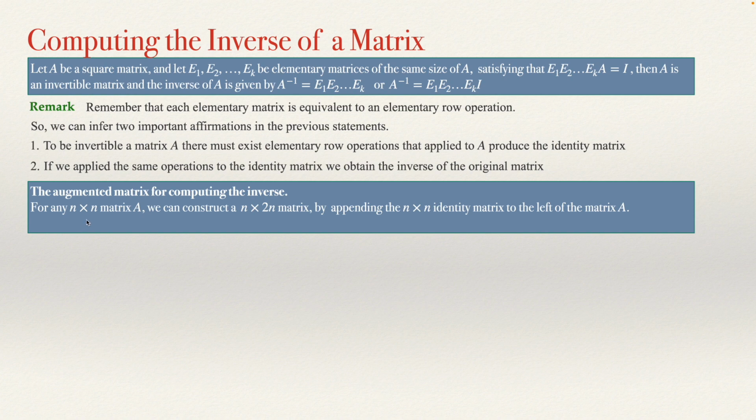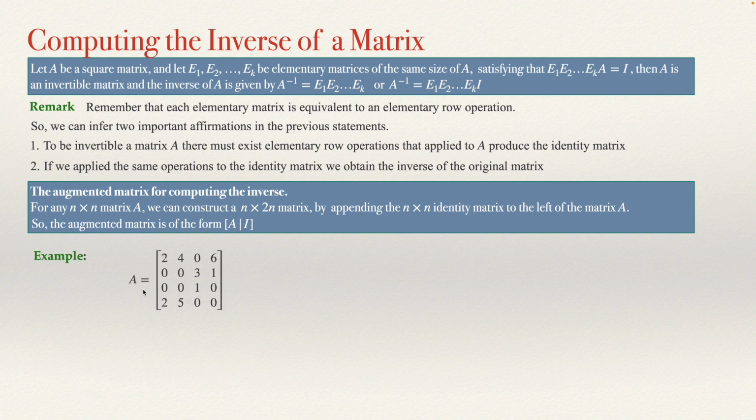For whatever n by n matrix, we can construct an n by 2n matrix, so a matrix that has double the number of columns, by appending the n by n identity matrix to the matrix A. I'm going to tell you why it is good to do that. The augmented matrix for computing the inverse will always be in this way. So we put the matrix A, and then we append the identity of the same size at the other side. And obviously now we are going to have double the number of columns.